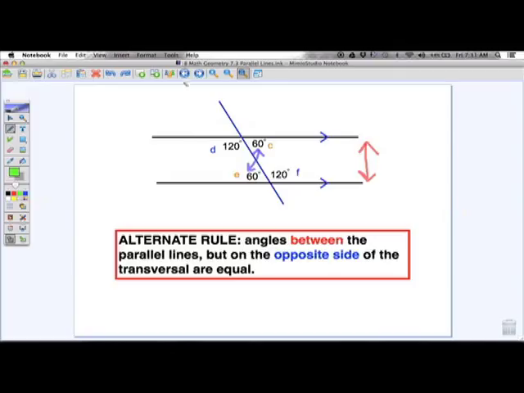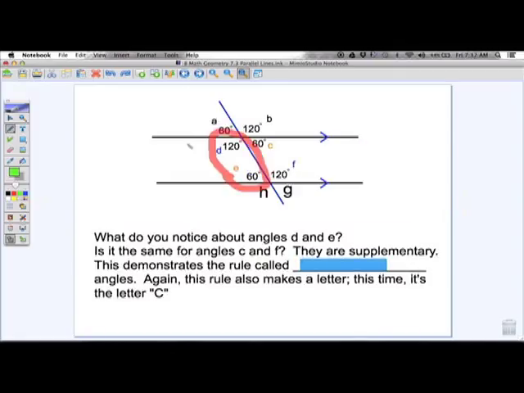Next, we have the interior angles. If you look at these two angles, they're always between the parallel lines on the same side of the transversal. So we're looking on the left of the transversal right here. These two angles, when you add them up, they always add up to 180. They're supplementary, and that's the interior law.